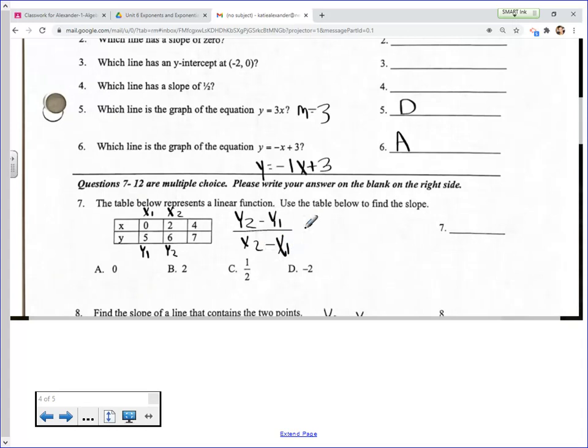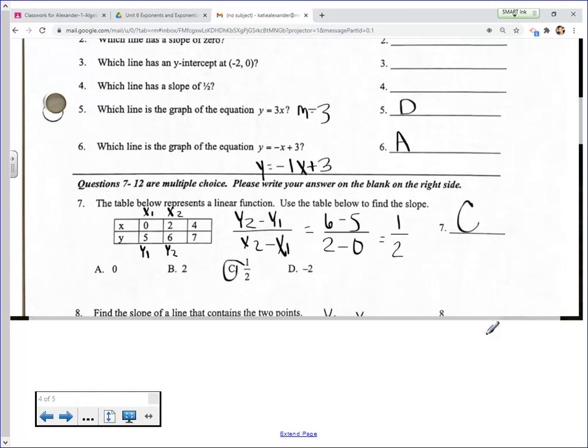So what number is y2? Which one did we label that as? 6. I'm going to put a minus sign because that's in the equation. And then what's y1? Yep. 6 minus 5. And then on the bottom, what's x2? And what's x1? Okay, so what is 6 minus 5? What is 2 minus 0? Okay, so which one of these has the same number that we did? C. So you'll write C on the blank right here.